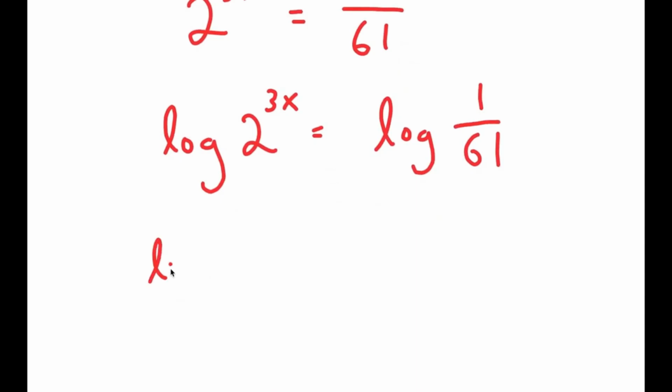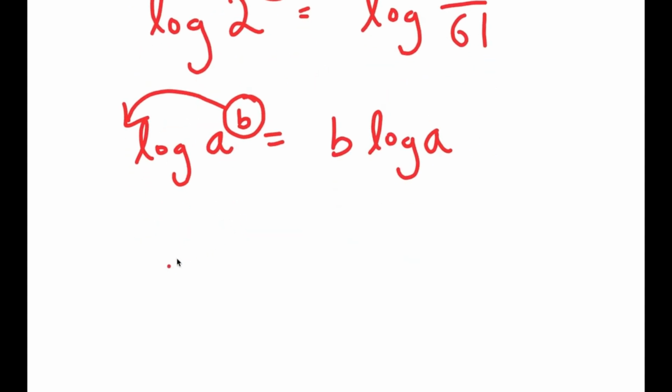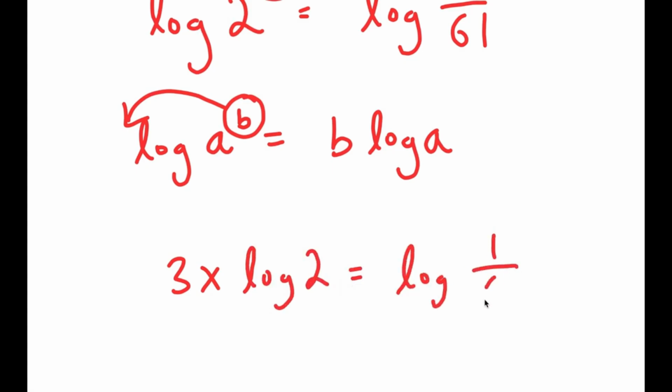And if I have something in the form log a to the power of b, this is a property of logarithms, by the way, that you should be aware of, I can move b to the front. So this is equal to b times log a. So in this case, I have log 2 to the power of 3x, and I can move 3x to the front. So now I get 3x times log 2 is equal to log of 1 over 61.